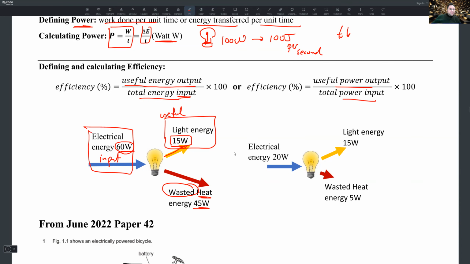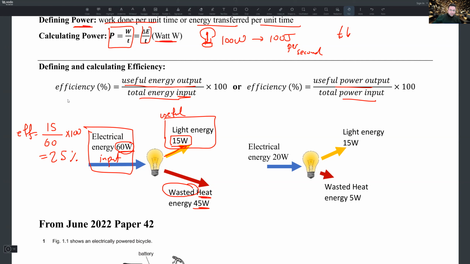So what is the efficiency of this light bulb? Let's see how we use the formula. We say the useful energy output, which is 15, divided by the total energy input or power input, which is 60, times 100. The reason we say times 100 is to turn it into a percentage. 15 over 60 times 100 gives 25%. What does 25% mean? It means 25% of the energy was useful, usefully transferred. The rest went to waste. Gone. Done. Bye bye.